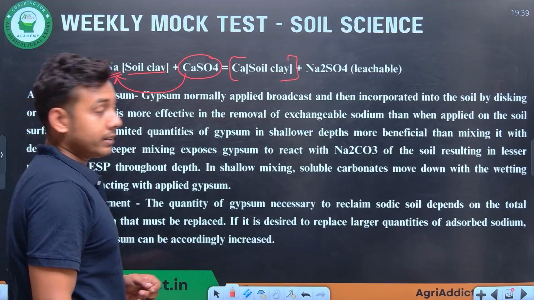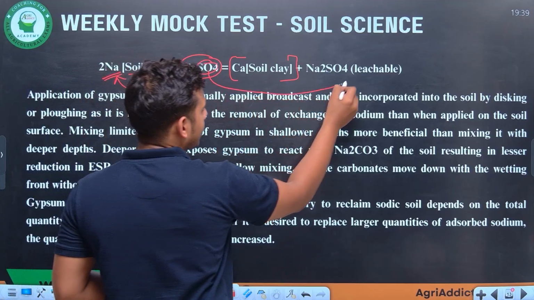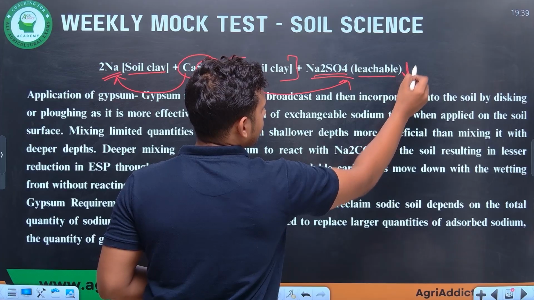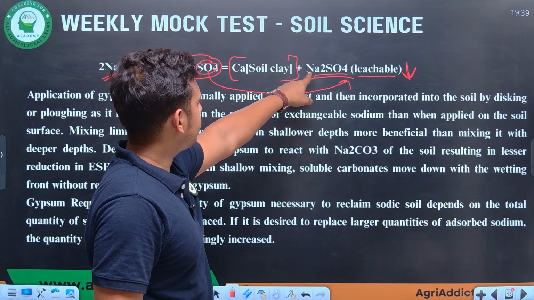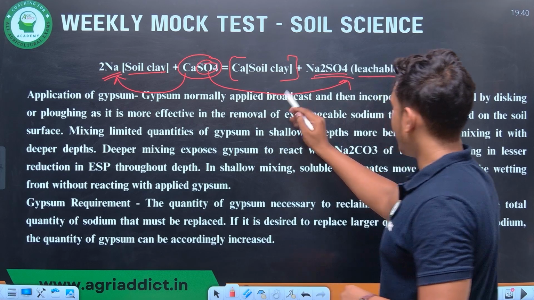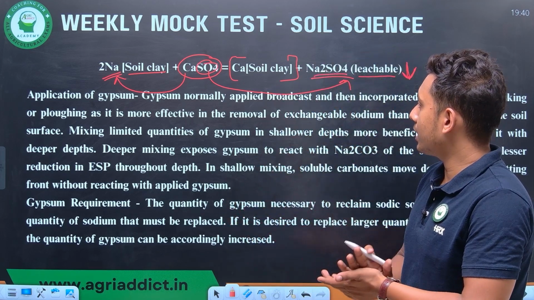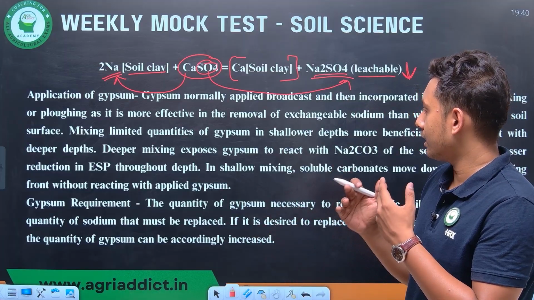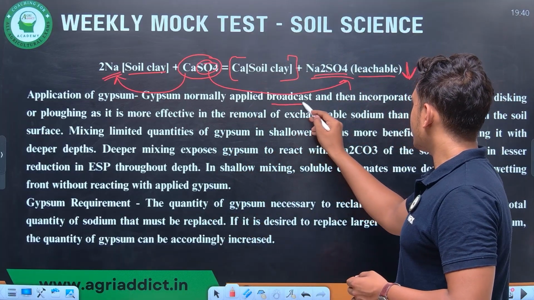Then the sodium comes out and reacts with the sulfate, and it becomes sodium sulfate, and this sodium sulfate is leachable. So it can be leached with irrigation water or ponding the land. By this it will be leached. The application of gypsum is normally applied as broadcast. This is more information we should know about gypsum application, because a direct question can come from this, that how it is applied, the procedure of that.